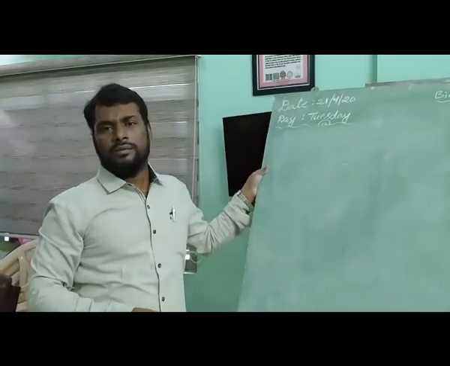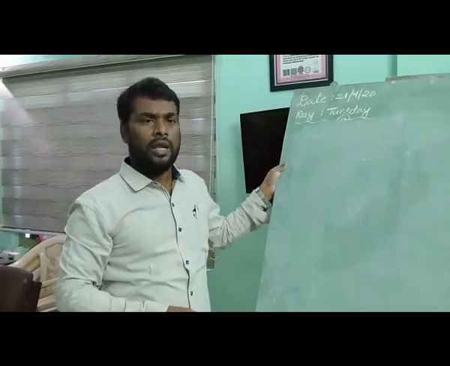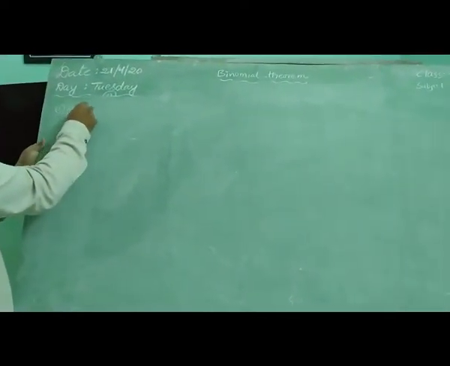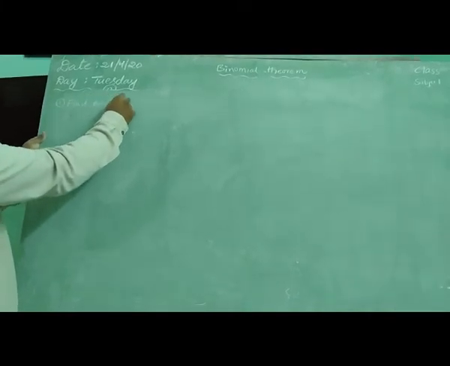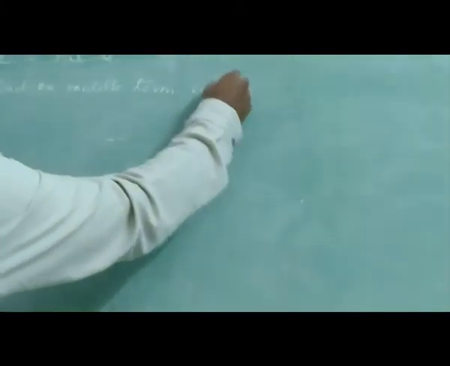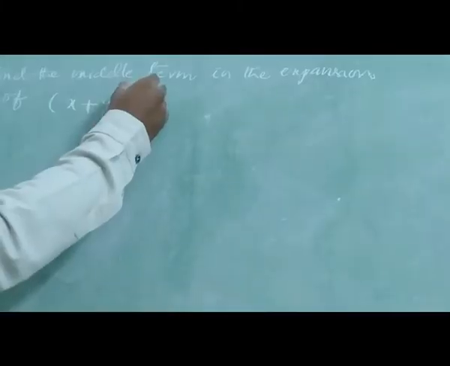How to find the middle term in the binomial expansion? So I will give one example. Find the middle term in the expansion of, to the power of 8.